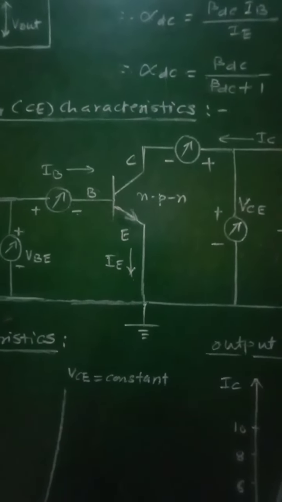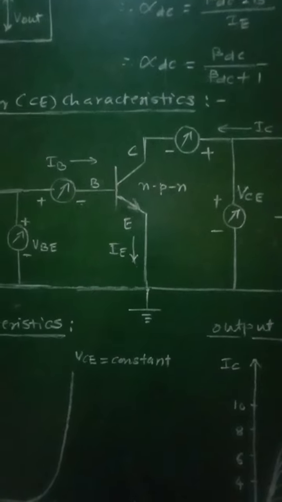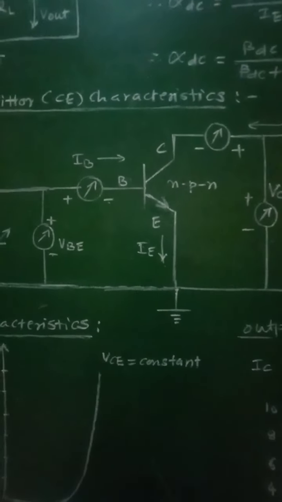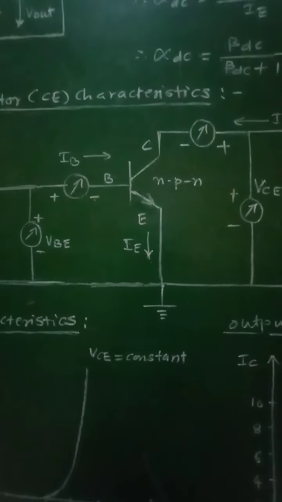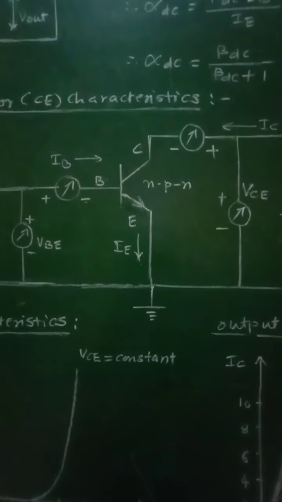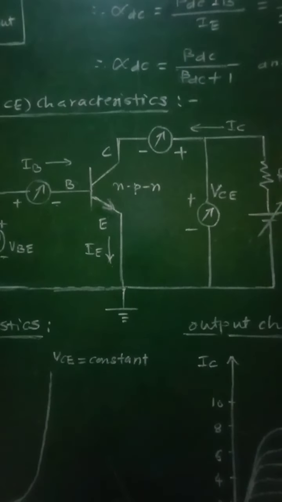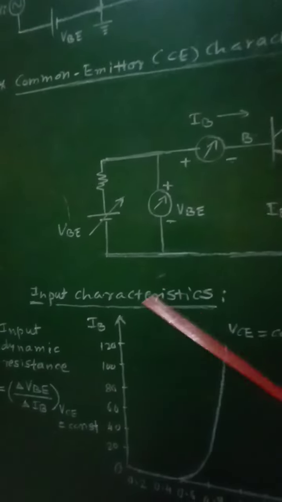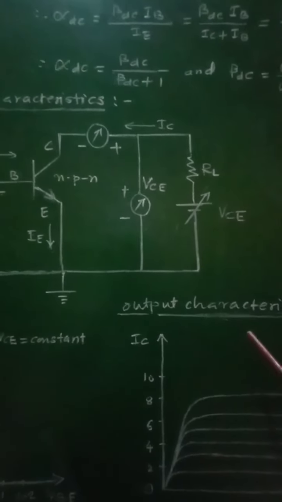characteristics. So if you consider the characteristics in case of this common emitter mode, there are two types of characteristics that we will have to study, and these are input characteristics and output characteristics.